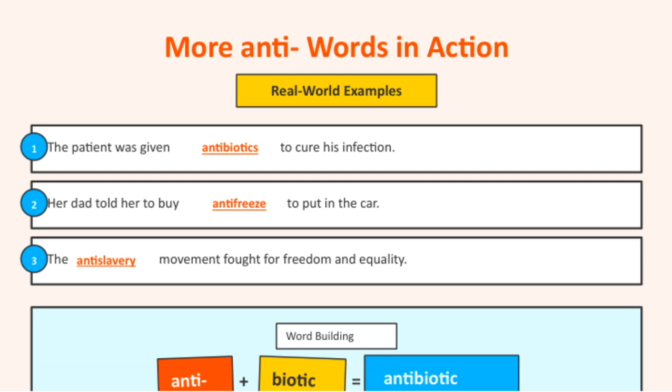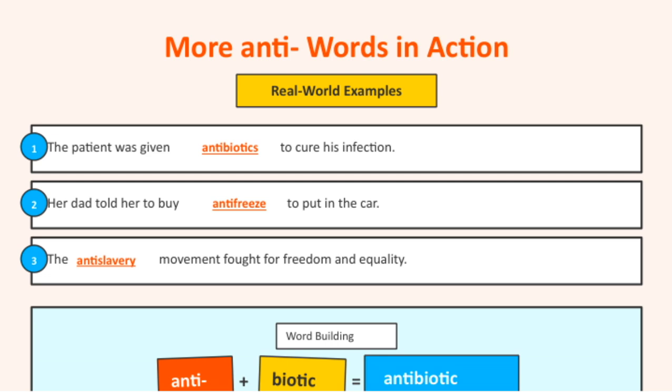Now, moving on to the idea of word building, which is a fascinating way to understand language. For example, we have words like movement that fought for freedom and equality, and anti-slavery, which clearly shows opposition to slavery. These are compound words formed by adding prefixes or suffixes to root words, helping us grasp their meaning quickly. Another example is antifreeze, which is something you put in your car to prevent the engine from freezing. It's a practical, everyday word built by adding anti to freeze, meaning it fights against freezing.